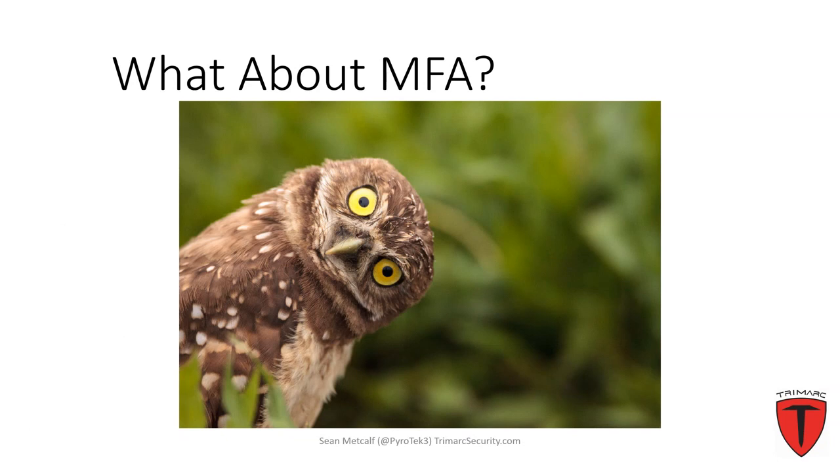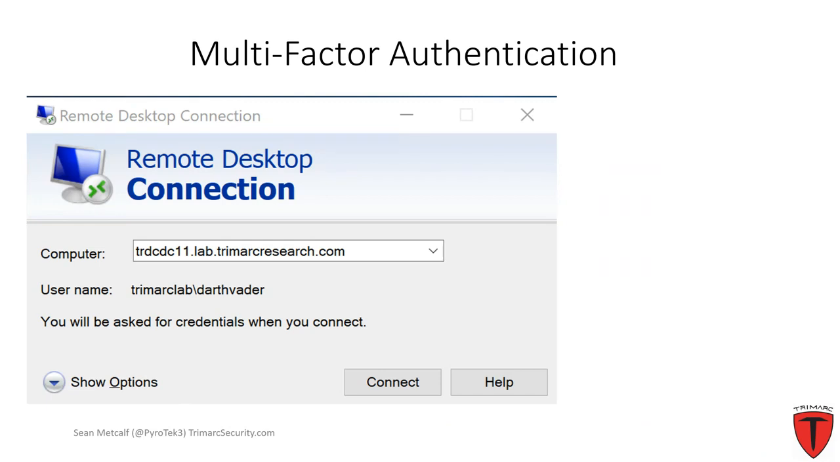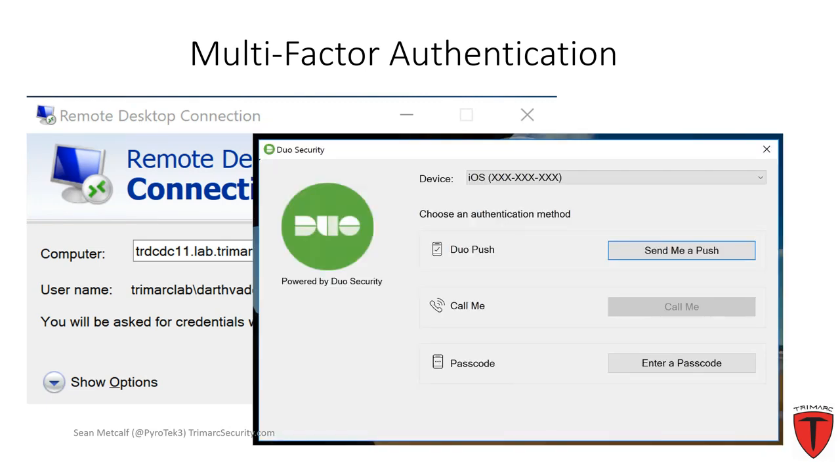One of the things that we see often when we perform Active Directory security assessments for customers is that we often discover MFA configured in their environment. I want to point out that MFA is only as good as its configuration. The most common use of MFA we see is configuring MFA on servers to require a second factor when RDPing to that server. Duo is what we see most frequently as the MFA solution, so I'm going to use Duo in my examples.